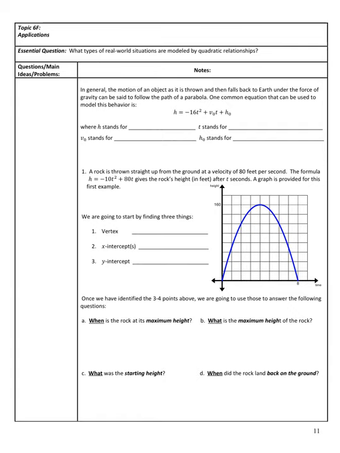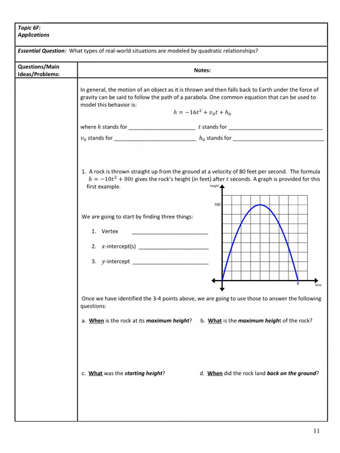In general, the motion of an object as it is thrown and then falls back to Earth under the force of gravity can be said to follow the path of a parabola. One common equation that can be used to model this behavior is negative 16t squared plus v sub 0 t plus h sub 0. This is a general velocity equation that we would use when we're talking about airplanes taking off, or space shuttles taking off, or throwing a rock into the air. It has to do with how hard you throw and then the pull of gravity from Earth on that item to bring it back down to Earth.